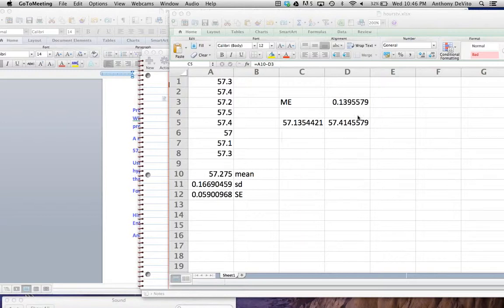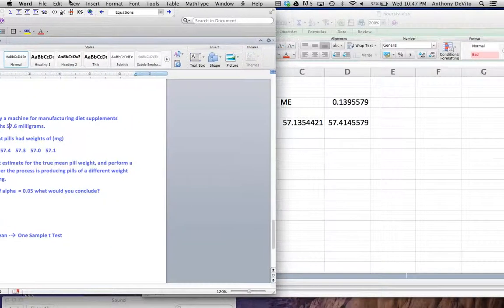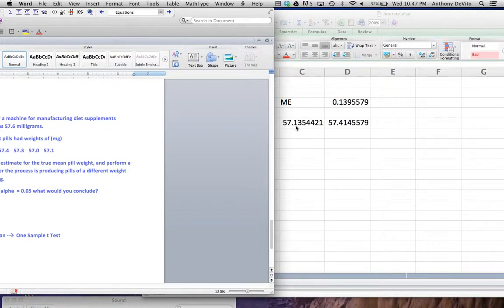So we're 95% sure that the true mean for the pills this machine is producing is between 57.13 and 57.4. Let's look at the problem. The manufacturer says it produces 57.6. Well, there's a problem here. We're 95% sure it's not 57.6. We think that it's between 57.1 and 57.4, not 57.6.